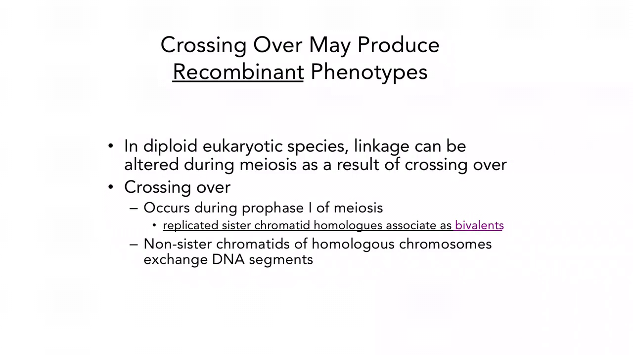Now, crossing over in general can produce what we refer to as recombinant phenotypes. So that kind of phenomenon actually causes linkage groups to be altered during meiosis. And remember that crossing over is going to occur during prophase 1 of meiosis. And this is that point where we're actually seeing these bivalents lining up on that metaphase plate. So any kind of crossing over that we're talking about is occurring between the non-sister chromatids of homologous chromosomes. And that is a true exchange of DNA segments.